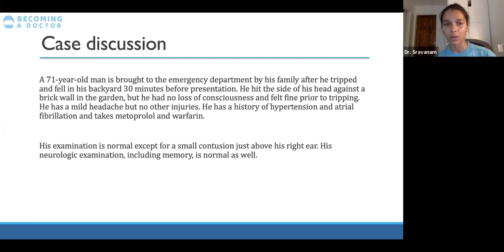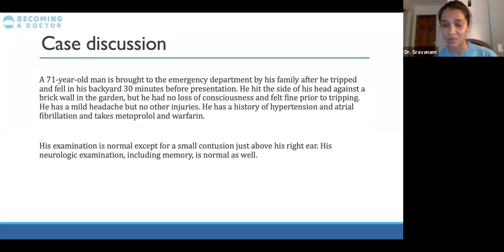So yes, let's go through it from the start. He's 71 years old, and as people have pointed out, that is over 65. So we are a little bit worried. He only tripped and fell in his backyard, so we're not too worried about the mechanism of injury. He hit the side of his head against the brick, but he had no loss of consciousness and he was feeling fine prior to tripping. And he has a mild headache, but no other injuries.